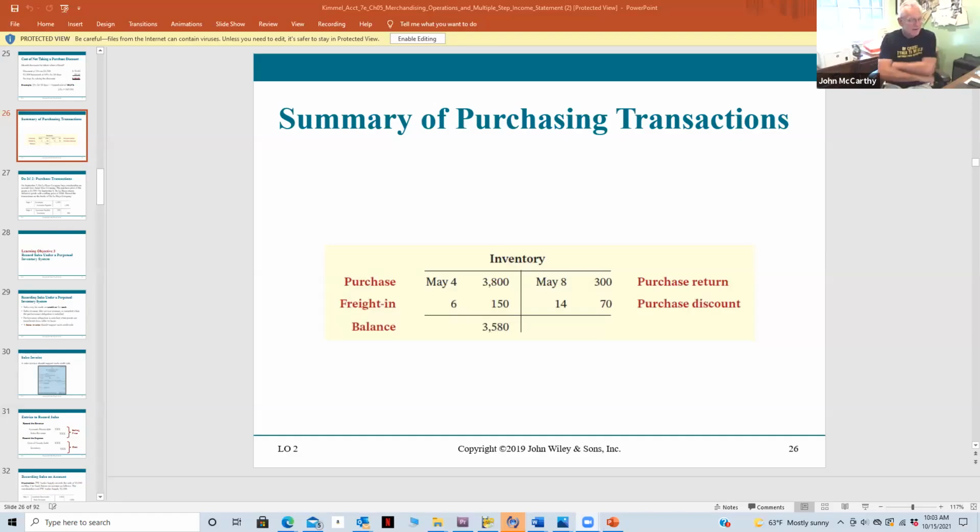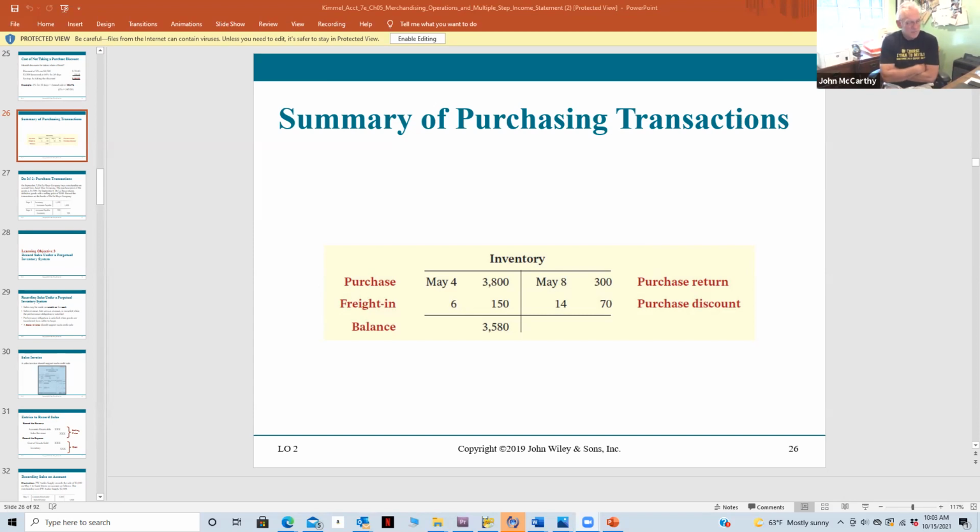So let's start with this. This was on the screen the other day in class. All right, so this is the summary of the purchasing transactions that we focused on. I'm going to whiteboard these and one more. I'm going to talk through the slide and then we'll do the entries.